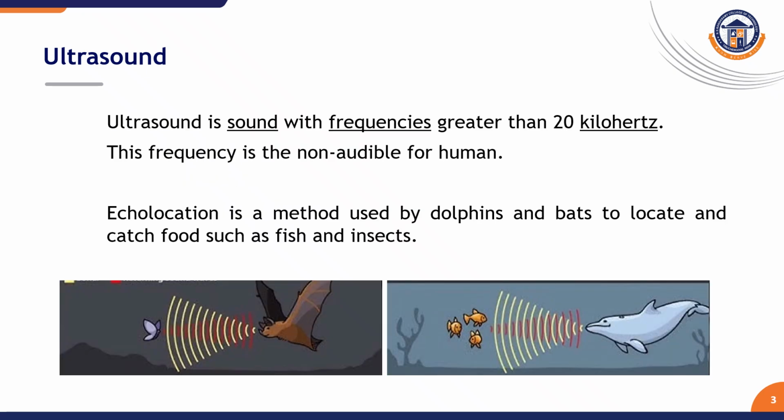Ultrasound. Ultrasound is a sound with a frequency greater than 20 kHz. The frequency is non-audible for humans. Naturally, ultrasound is produced by bats, whales, and dolphins. Echolocation is a method used by dolphins and bats to locate and catch food such as fish and insects.